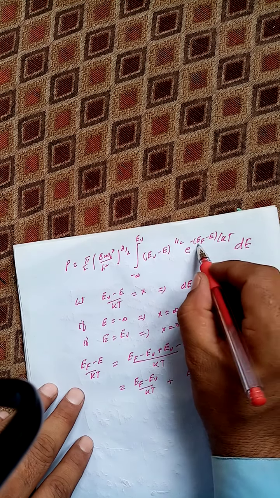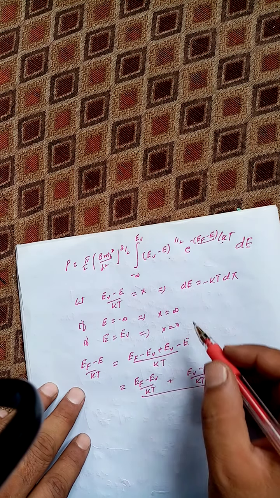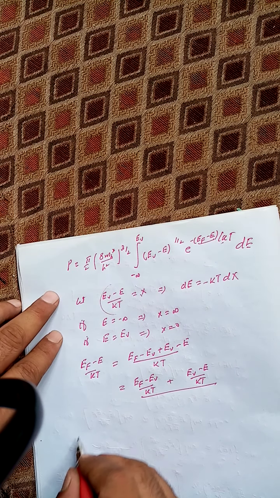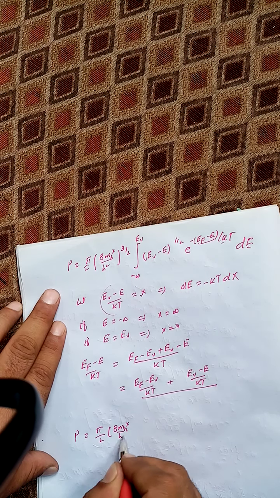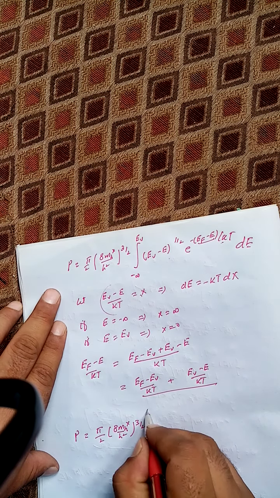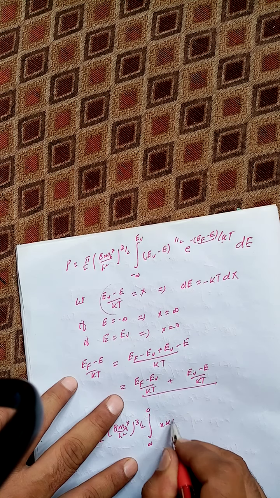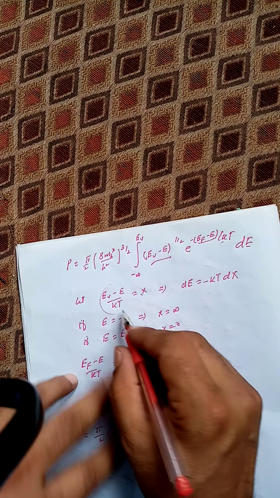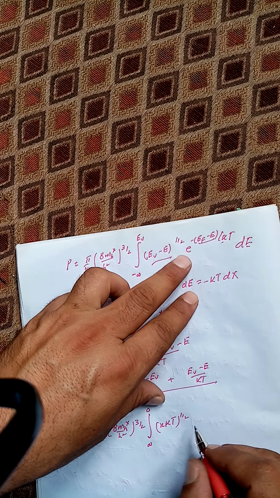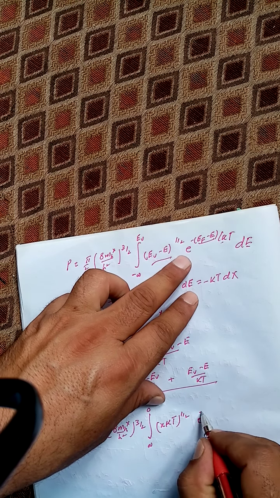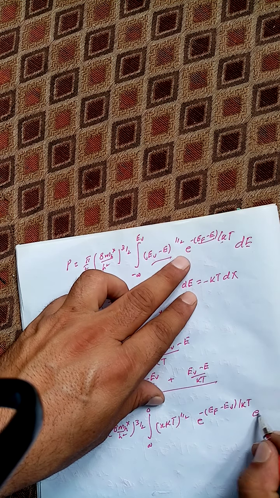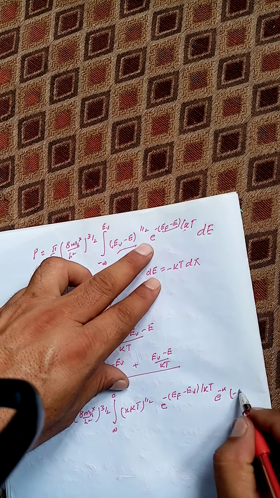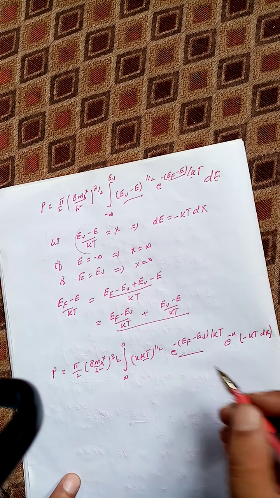Using all these substitutions, in terms of this factor we use this one, and in terms of this we will replace by this. We finally get p is equal to pi divided by 2 times (8 mh* over h square) whole 3 by 2. The integral is from infinity to 0 now, and we have (x kT) whole 1 over 2. Instead of this I put x into kT, and we have this factor, which is e raised to the power minus (Ef minus Ev) over kT, and we have e raised to the power minus x, and then we have minus kT into dx.